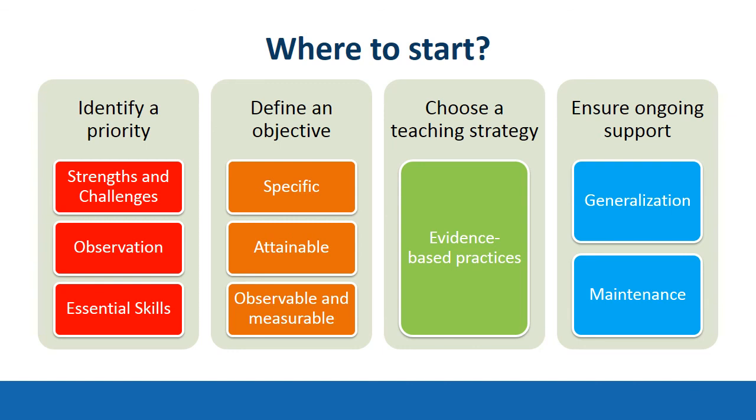Once a priority has been targeted, it is important to formulate a learning objective that is specific, measurable, and observable in order to guide interventions and verify the learning process. Research shows that children with ASD learn best when structured interventions are used. Therefore, to promote the pace of learning, it is better to work towards a specific goal rather than a general one. Next, a strategy for teaching must be chosen.